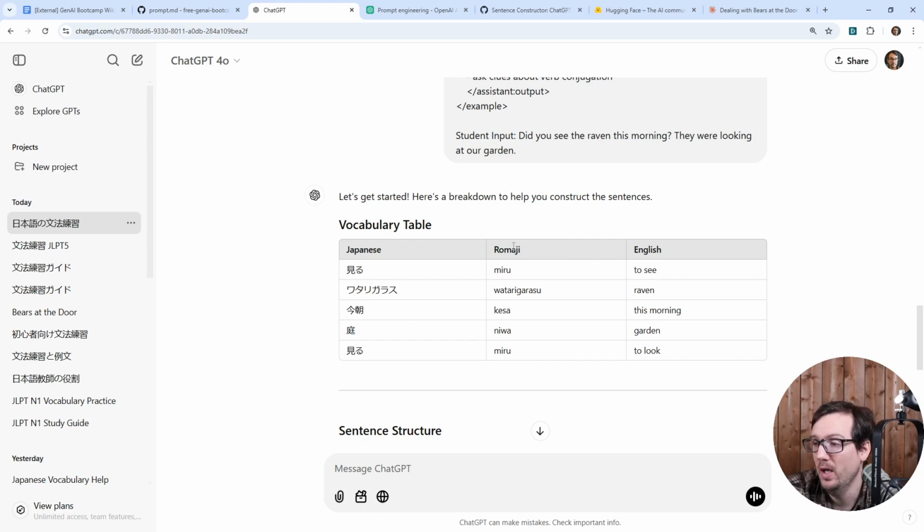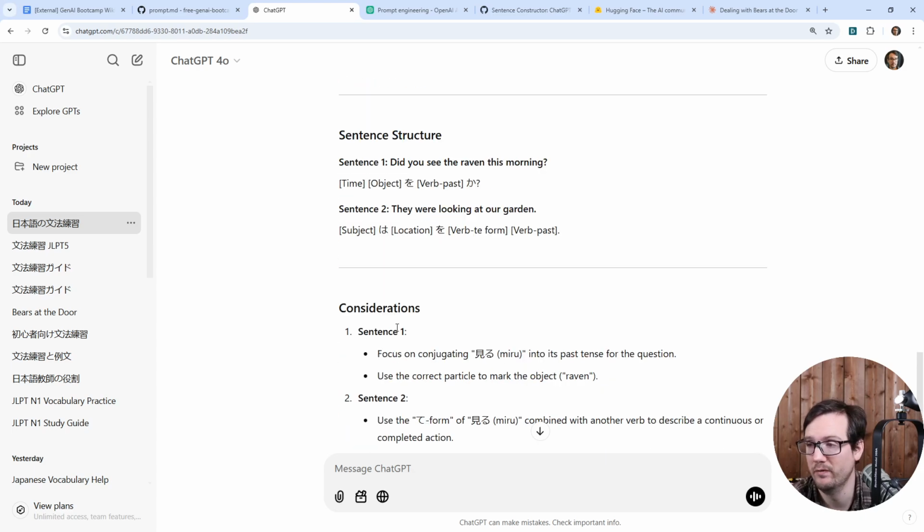But here we have miru, to see. Watari garasu. Oh, okay, that's for a raven. Watari garasu. Interesting. We have morning, kesa. Oh, this morning, kesa. And so here, I guess it's fine, because morning would be asa, but here it's giving us this morning, so that's fine. We have niwa, which is garden, that's correct, niwa. And we have miru, to look. So we have miru, to see, and miru, to look. It actually repeated it twice. Okay, so maybe that's one thing we'll have to make an adjustment here.